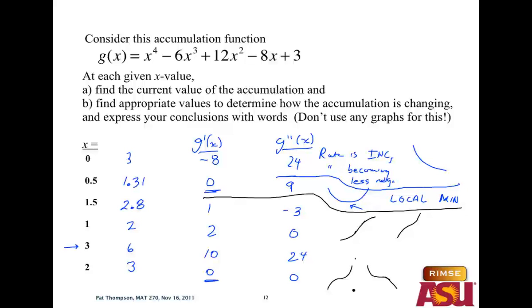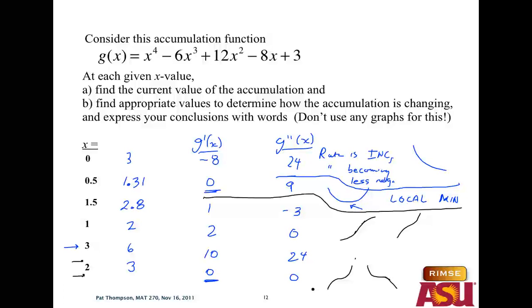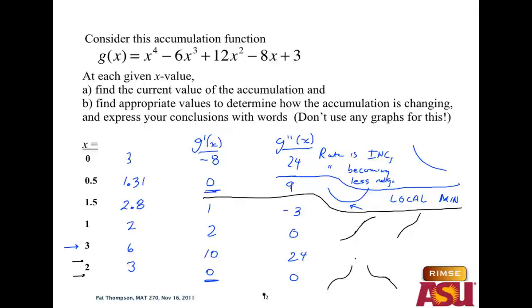Is there any way to know from the information we have, or do we need to do some more? We need to do some more. So we would need to look at maybe x values just less than 2 and just greater than 2, and look at what their first and second derivatives are. That could really help us pinpoint what's going on. Okay, any questions on this exercise?